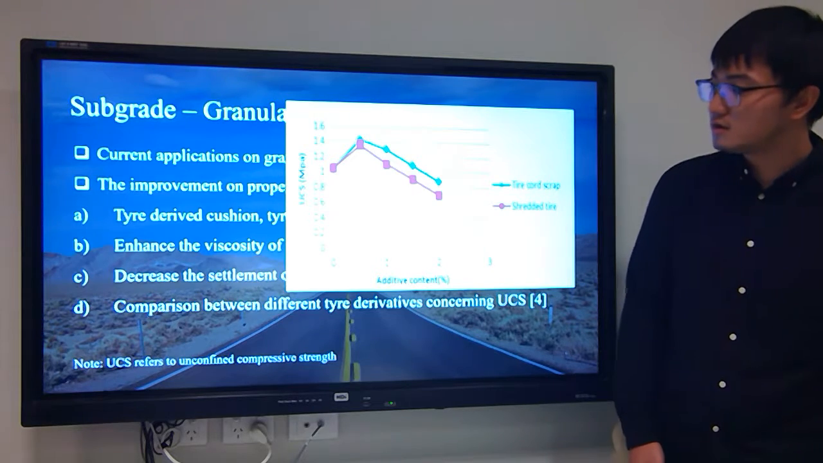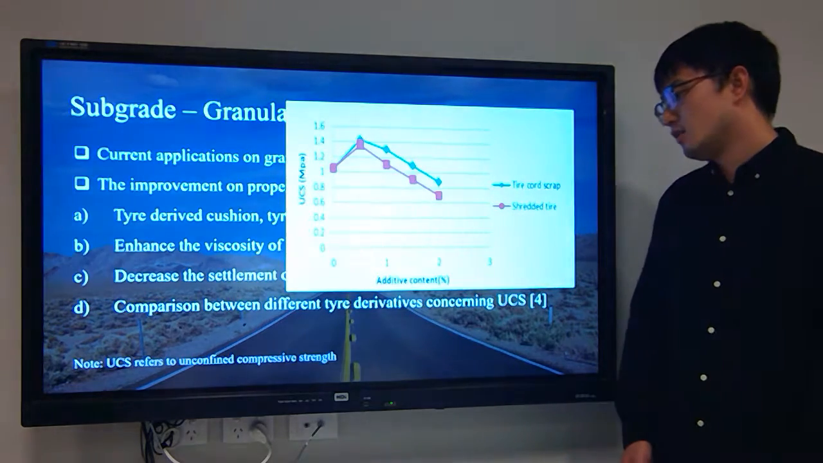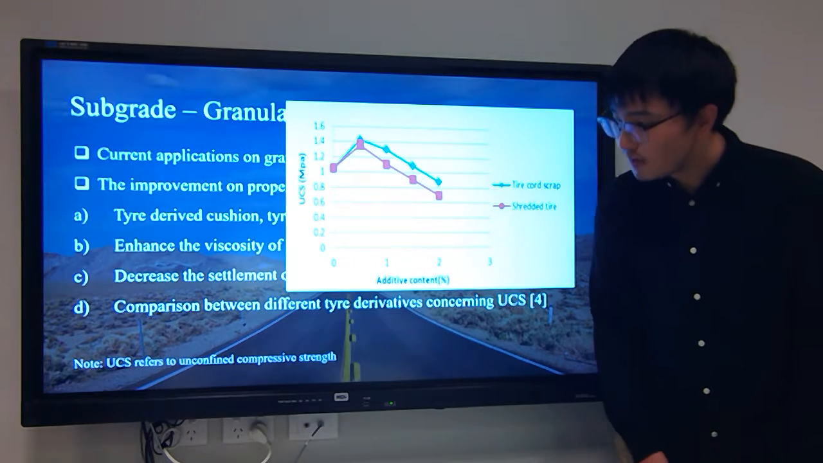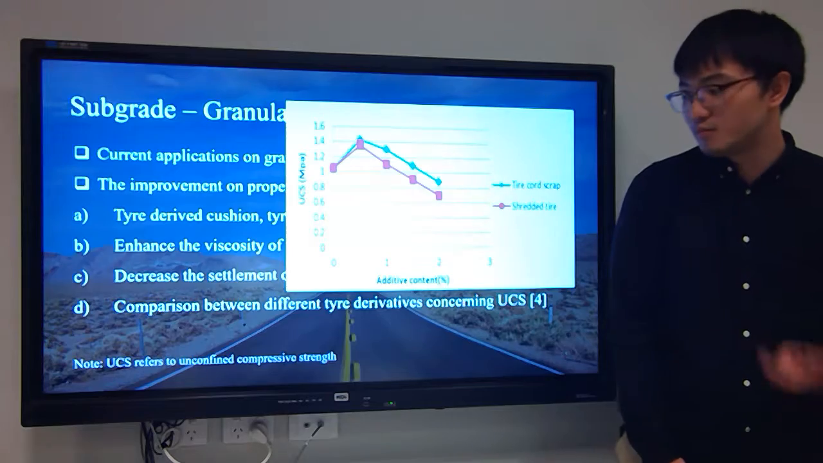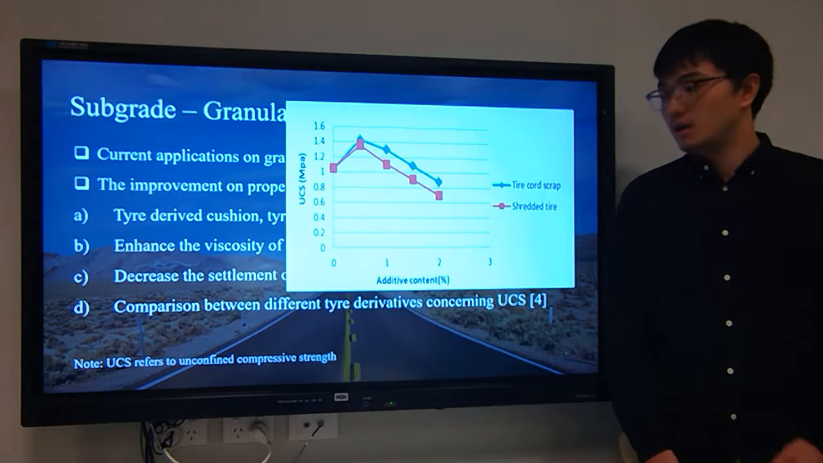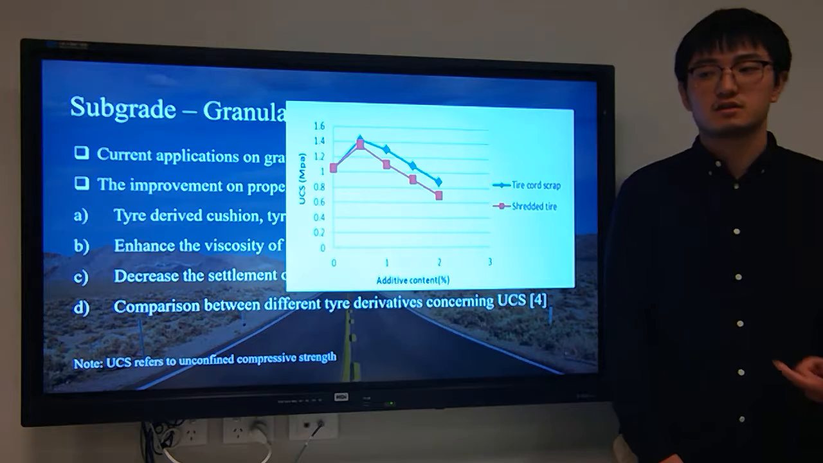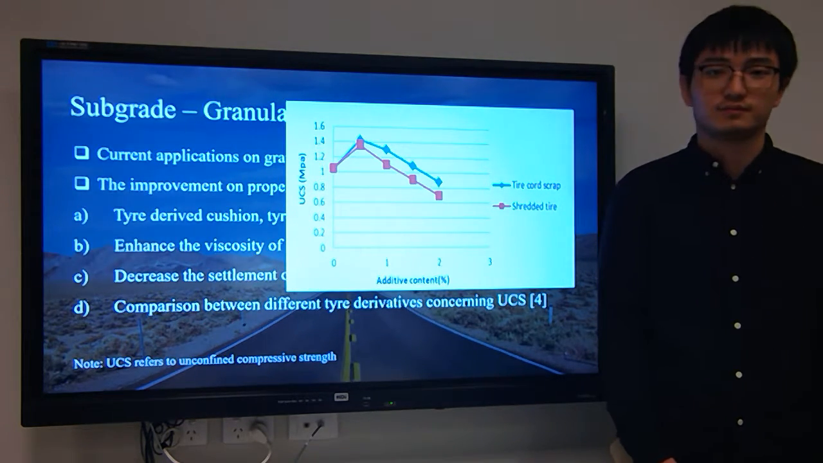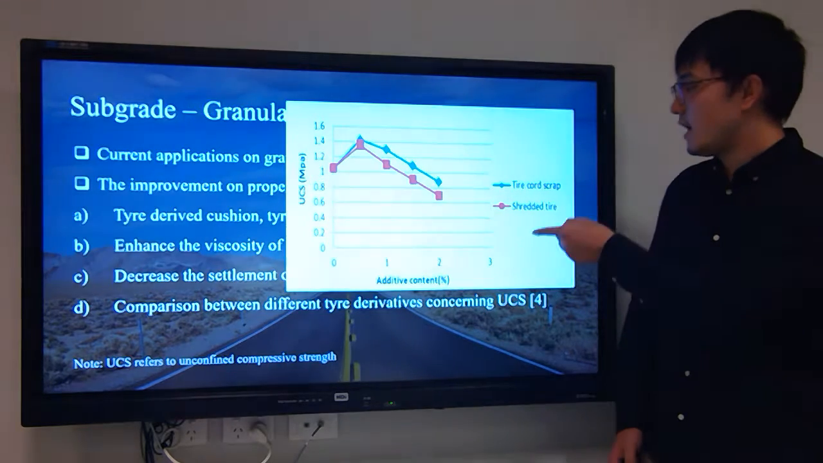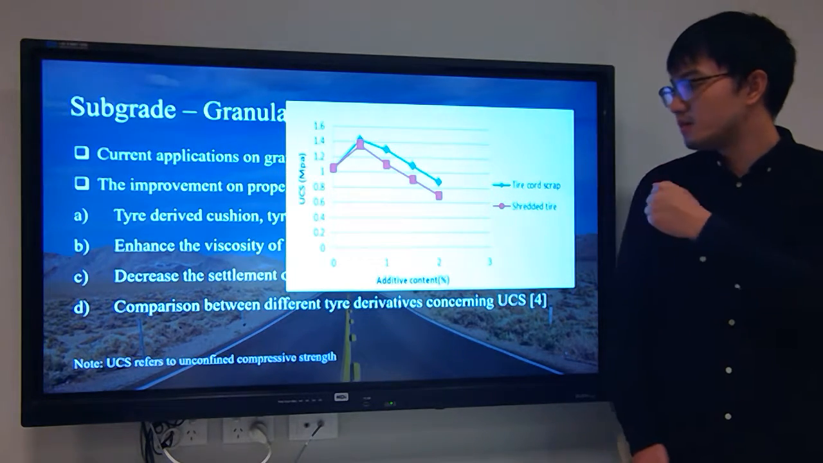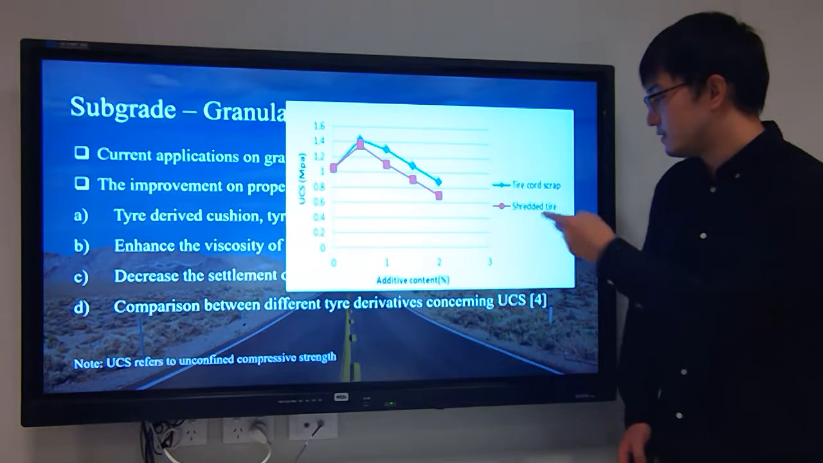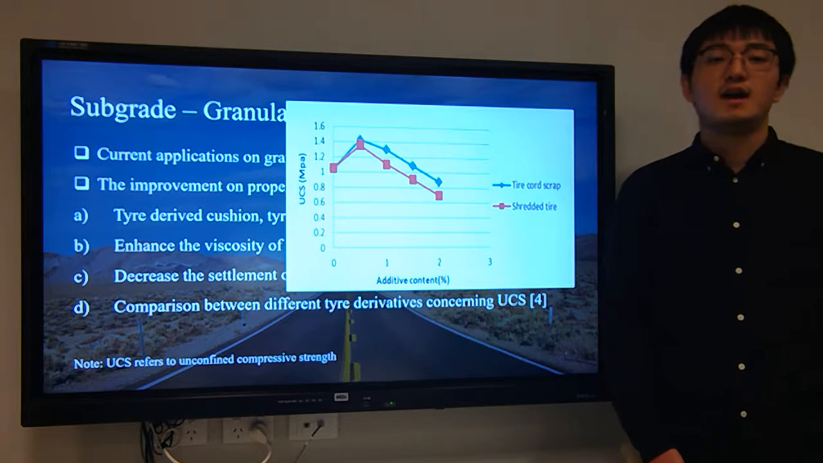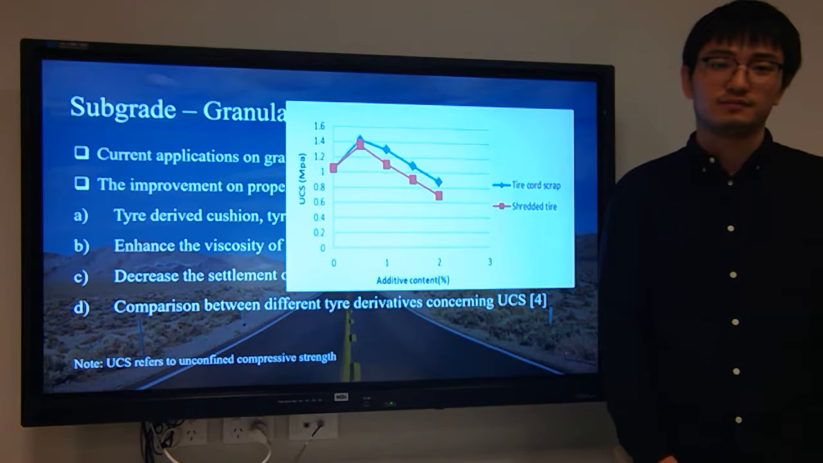And also, there is a comparison between different tile derivatives concerning UCS. UCS refers to the unconfined compressive strength. It is an index which is commonly used to evaluate the properties of soil. As you can see, the tile coat scrap has a better improvement on the property of soil than the scrap tiles, mainly because the tile coat scrap has more contact area in the soil.